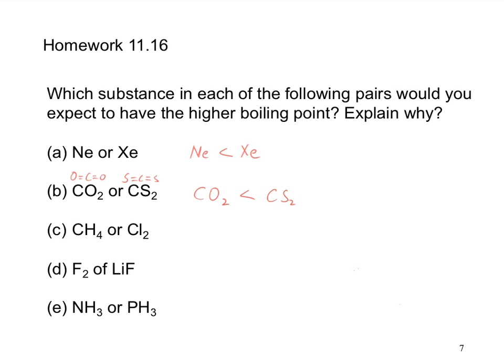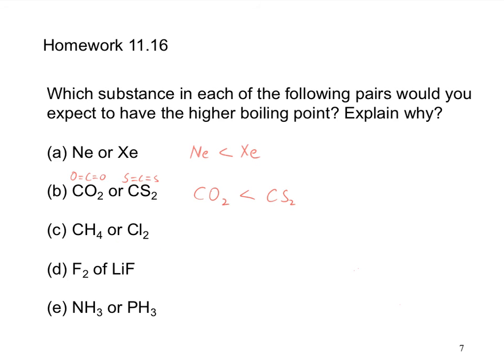The next pair, methane and chlorine gas. Alright, we know that methane has a tetrahedral structure, is symmetrical, is nonpolar. So the predominant intermolecular forces are still dispersion, and chlorine gas, Cl2, is also a nonpolar molecule, and therefore dispersion is the predominant intermolecular force. Again, we need to compare the polarizability between these two molecules.